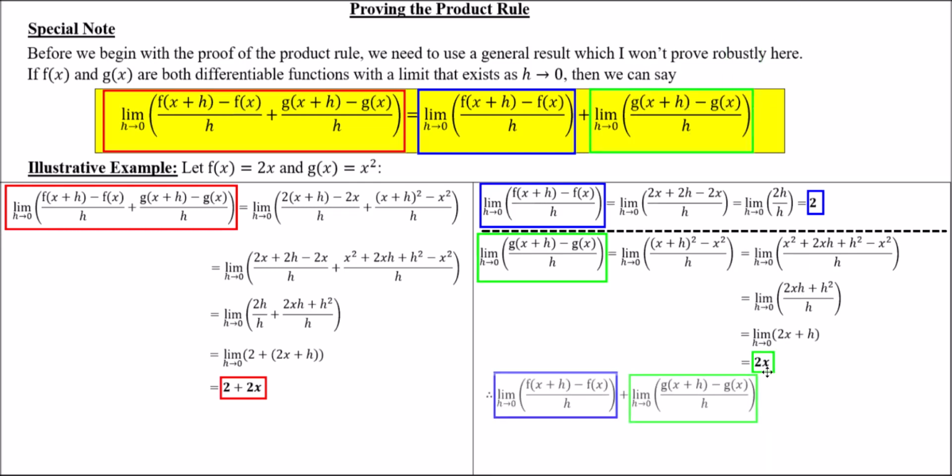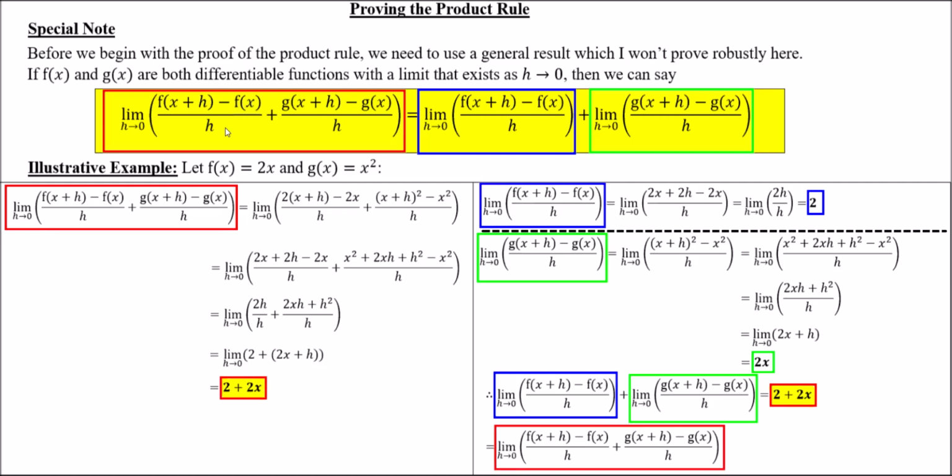Therefore we can see this limit in blue plus this limit in green gives us 2 plus 2x, which is the same as the initial limit over here in red. So to conclude, the derivative function of two functions combined as one limit is the same as the derivative functions of those functions taken separately and then added together. Long story cut short, we can split the limit into two pieces. Now we've established that, we can get on with the proof proper.